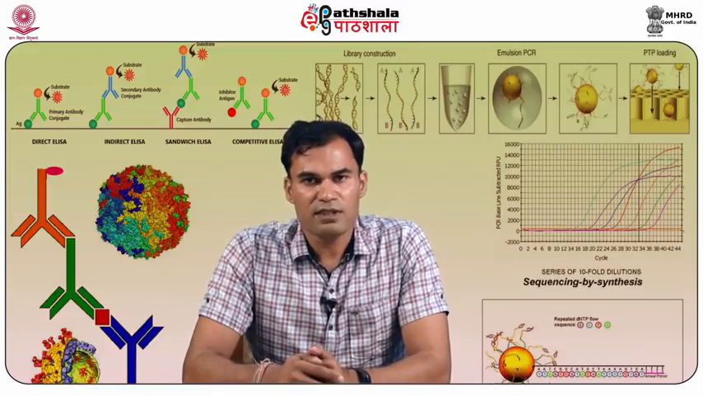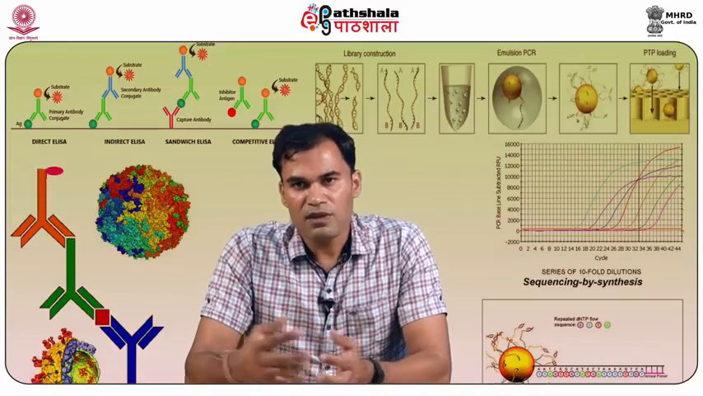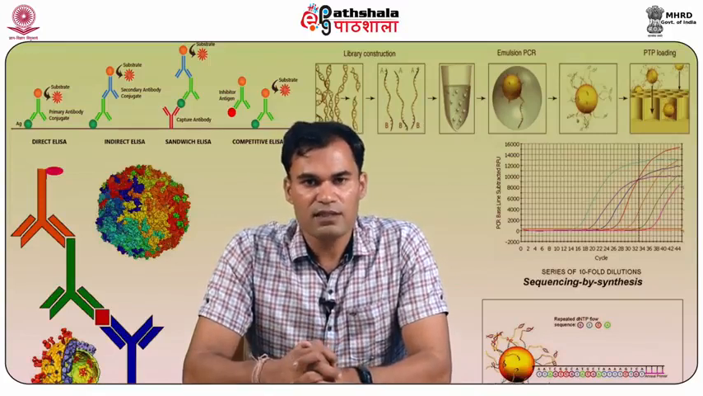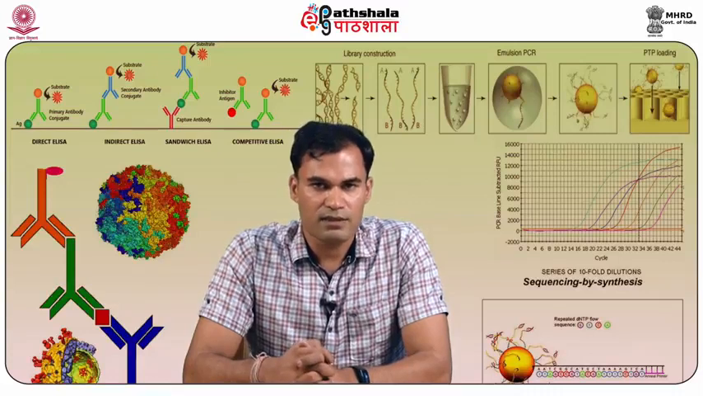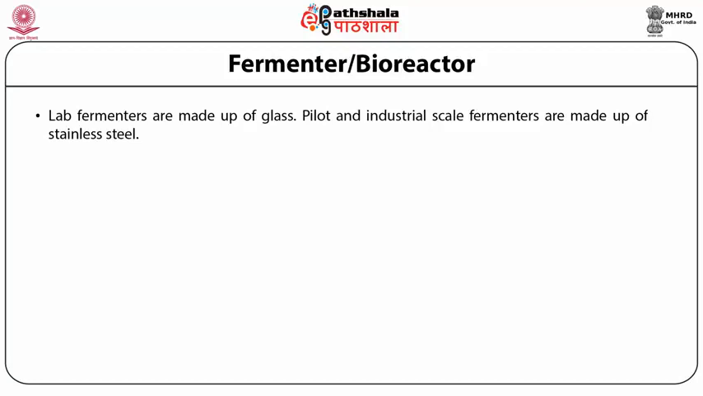In downstream processes, we look at the product. We basically remove the impurities from our products, and then we do the packaging of the products. Fermenter or bioreactor: fermenters are designed for the fermentation process. Lab fermenters are made of glass, and pilot and industrial scale fermenters are made of stainless steel.